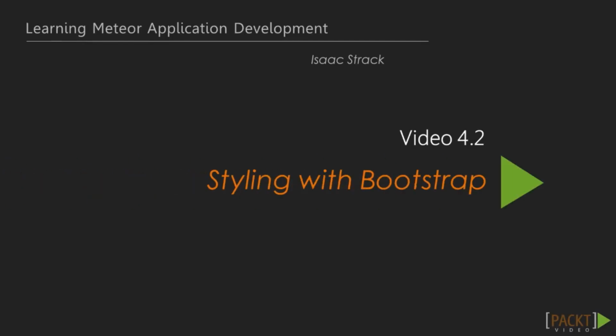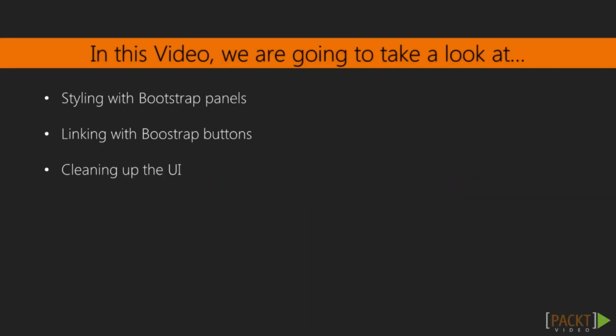Today we will be going over the second video in section 4, creating responsive user interfaces, Styling with Bootstrap. In this video, we will use the Bootstrap panel objects and the styling that comes with it to give our application and our snippets a real nice look and feel. We'll add some buttons instead of links to give it that polished look, and then we'll do some basic UI cleanup to make sure that everything looks nice and balanced on the page.